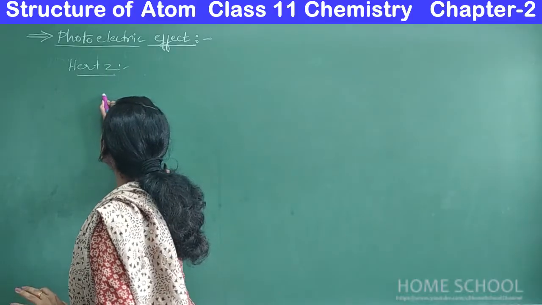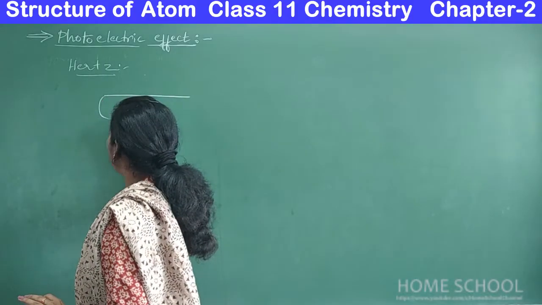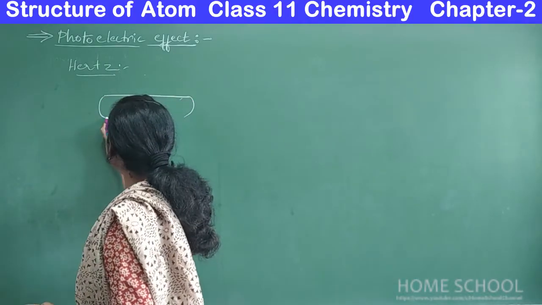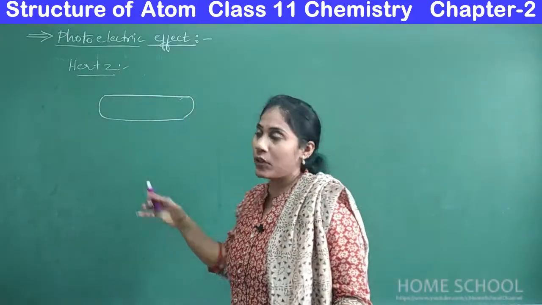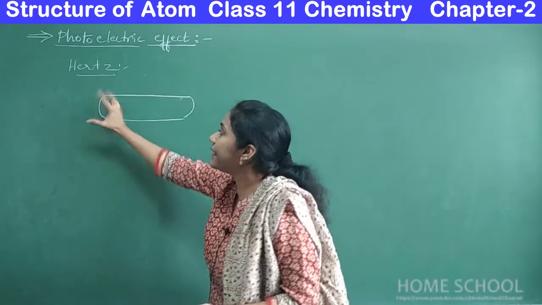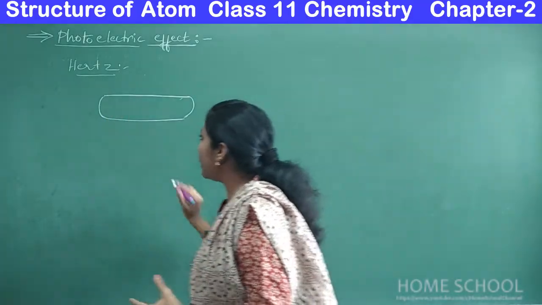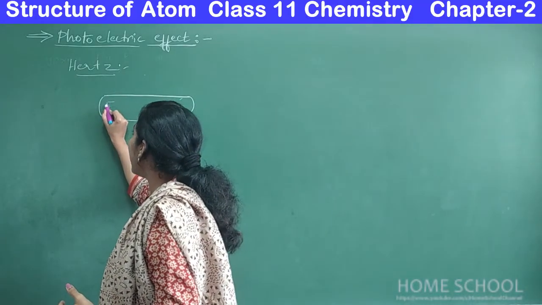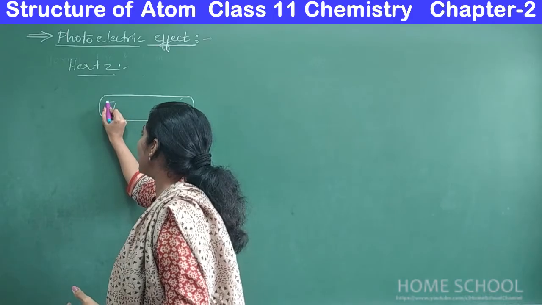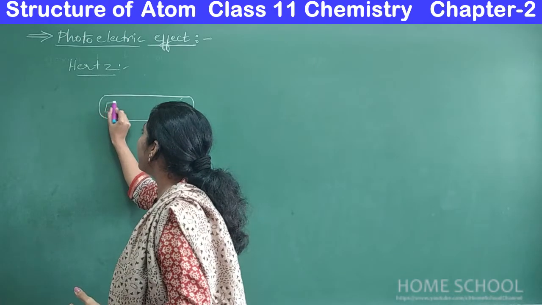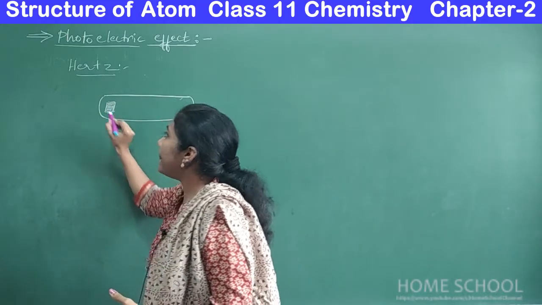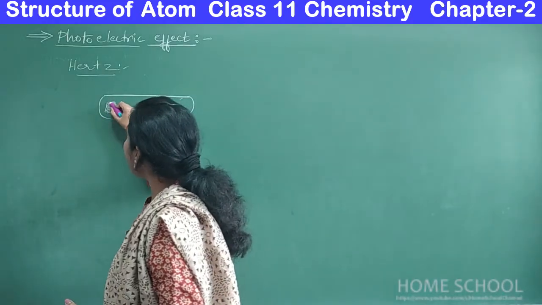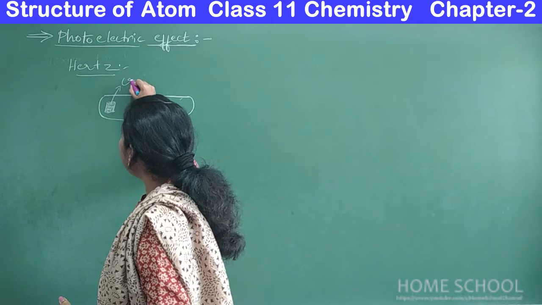See, he took an evacuated glass tube. What do you mean by an evacuated glass tube? A glass tube without any gas. So you don't have anything inside the glass, and he took one metal plate as cathode, and this metal plate is made up of cesium metal, right? So this is actually a cesium metal.